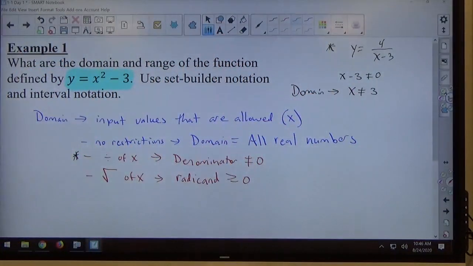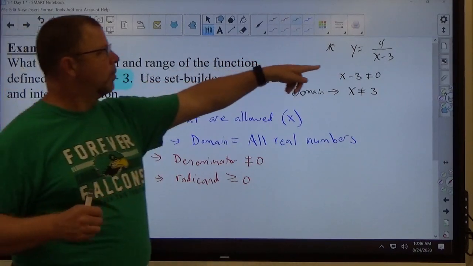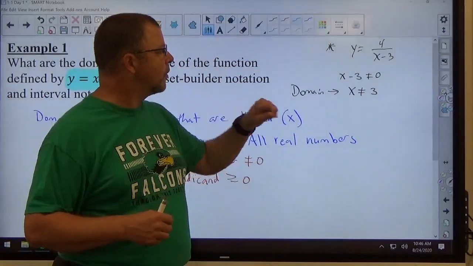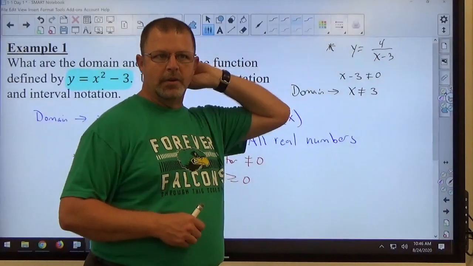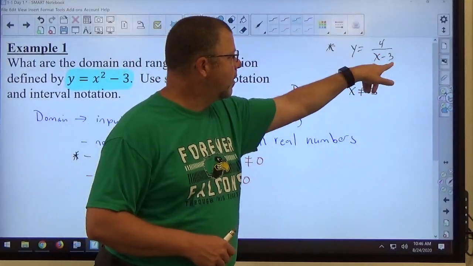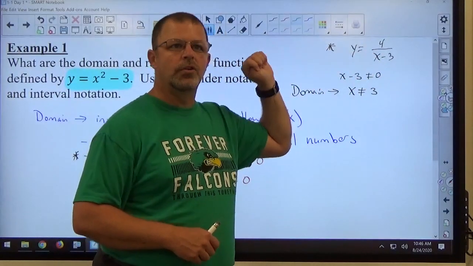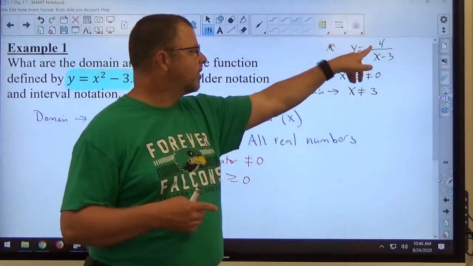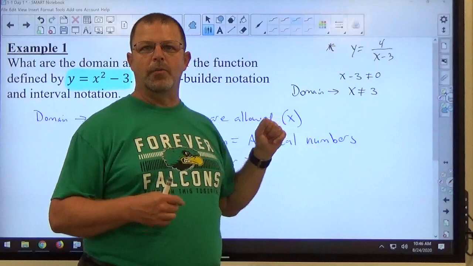Again, all domain is telling you is what x is allowed to be or what x is not allowed to be. That's all domain really is. As long as x doesn't equal 3, I can evaluate that. If x is 0, 4 over negative 3 is negative 4/3. If x equals 5, 4 over 5 minus 3, 5 minus 3 is 2, 4 divided by 2 is 2. Possible, right? But if x equals 3, 4 divided by 0 is not allowed. We can't divide by 0.